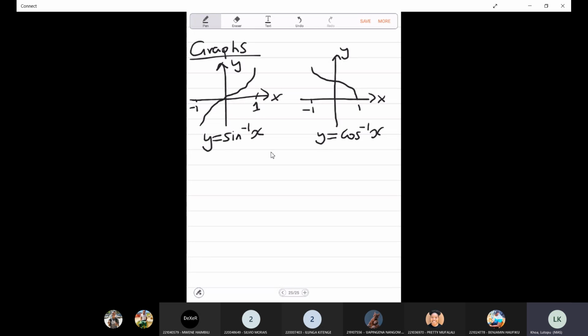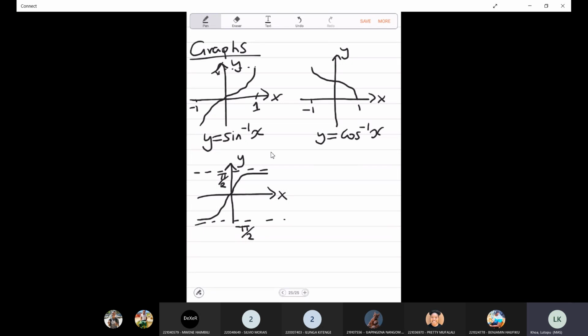So we're saying the same thing. Then the other one for tan inverse, this one has horizontal asymptotes. This one is at minus pi over 2, and that is at pi over 2. So this is your graph. You should label these as well.